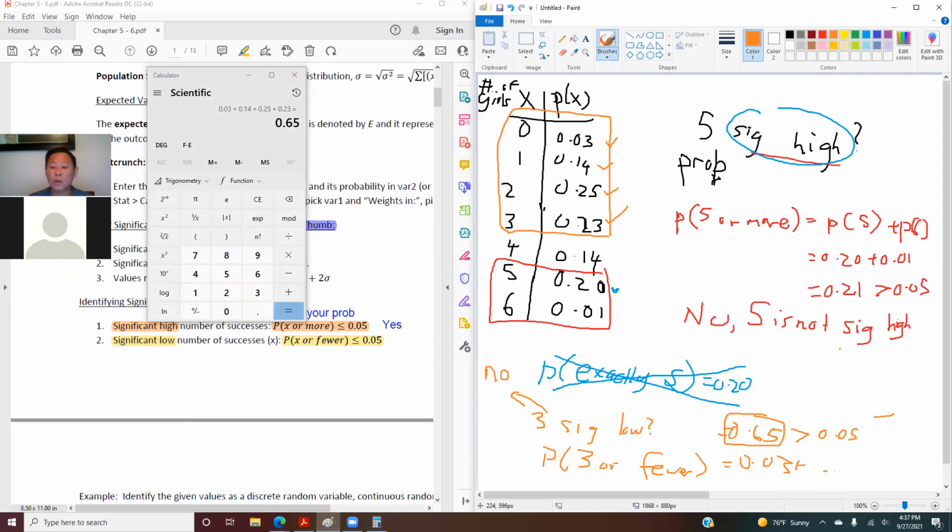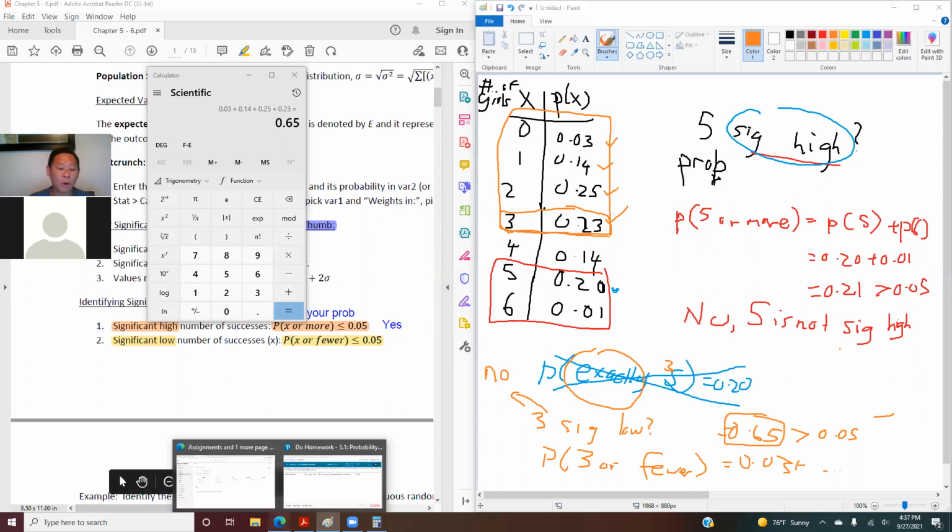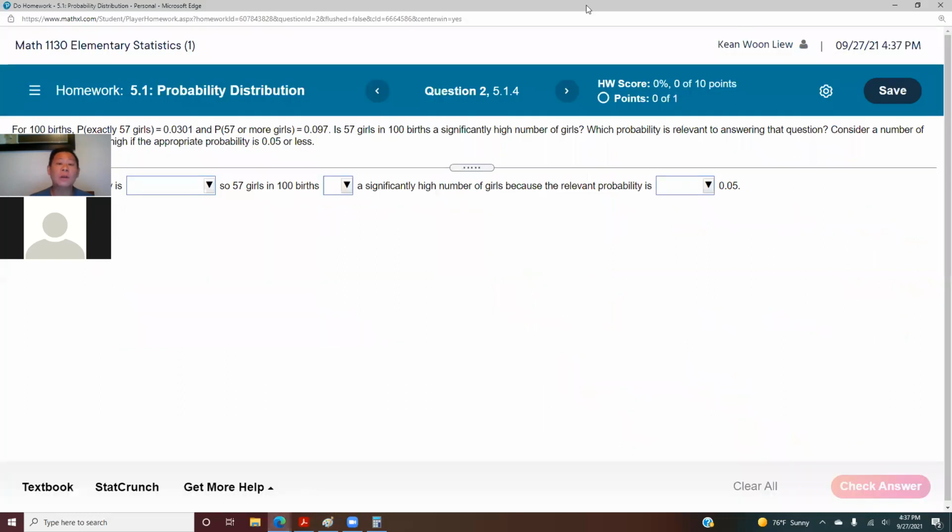And again, we don't use the exact 3 in this case. A lot of students just look at exactly 3 and figure this one out. This is the main mistake that a lot of students make here. So this ties up with your homework question.